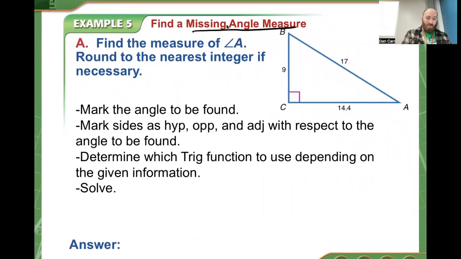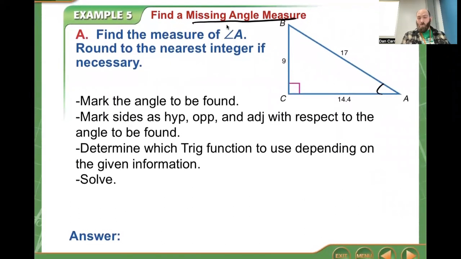So in this example, we want to find the measure of angle A. Round to the nearest integer if necessary. So we're going to mark the angle that's what we want to find. We want to mark our hypotenuse, opposite, and adjacent sides, just like if we're doing normal trig. So that's going to be hypotenuse from the angle A. This is going to be opposite, and that leaves this to be my adjacent side.